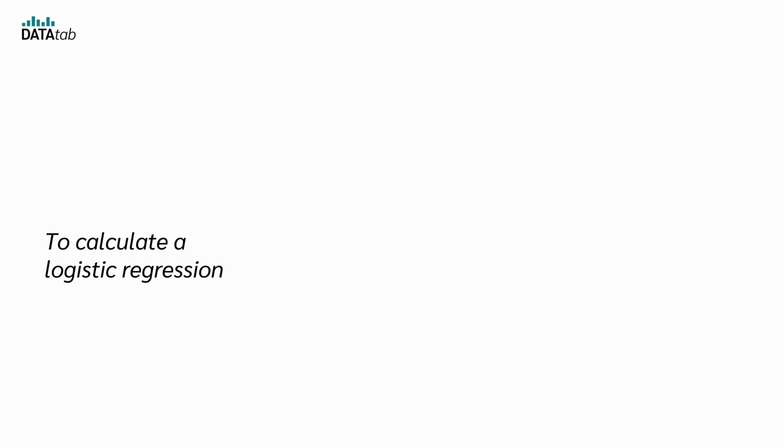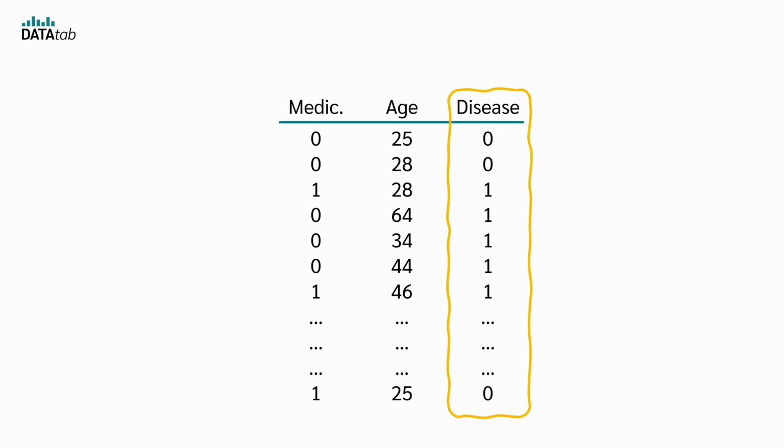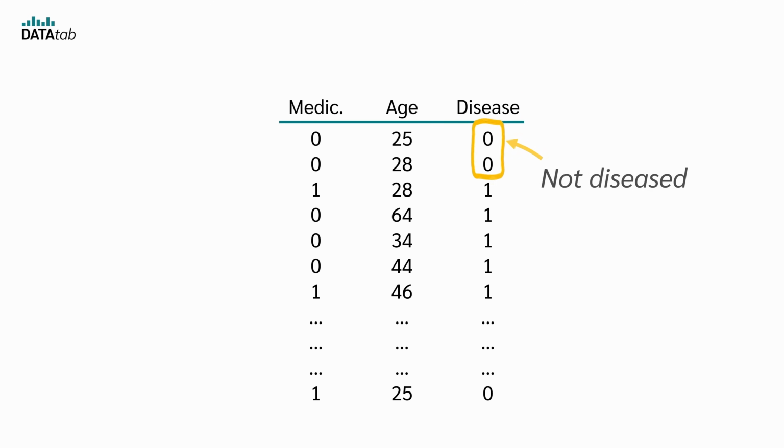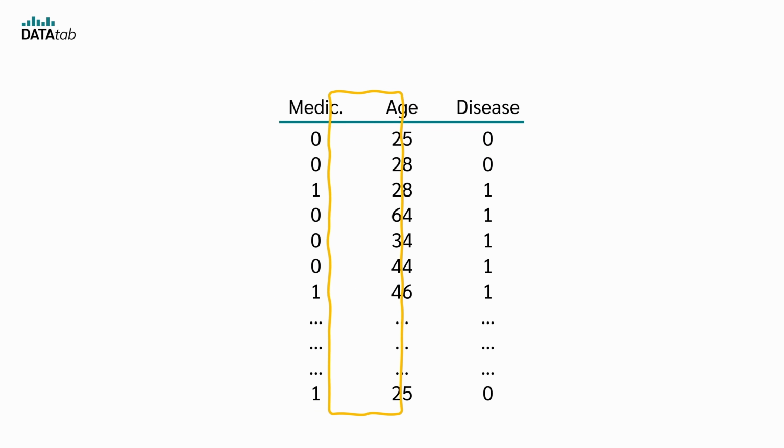Let's get started. First of all, to calculate a logistic regression, we need data. Let's say we have data from 50 patients. Our outcome variable is disease, which is coded as 0 for not diseased and 1 for diseased. And we have two independent variables, medication and age. Now we can use this data to calculate a logistic regression. You can find a link to the dataset in the video description.